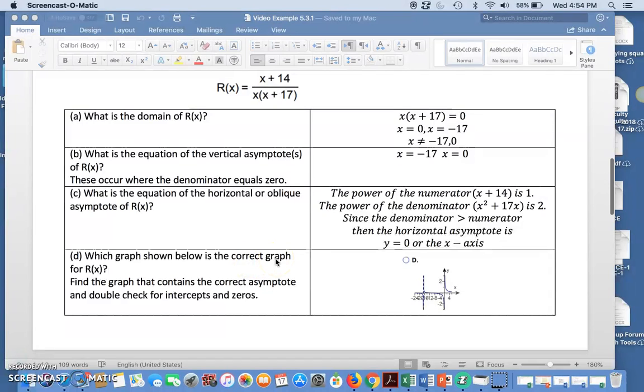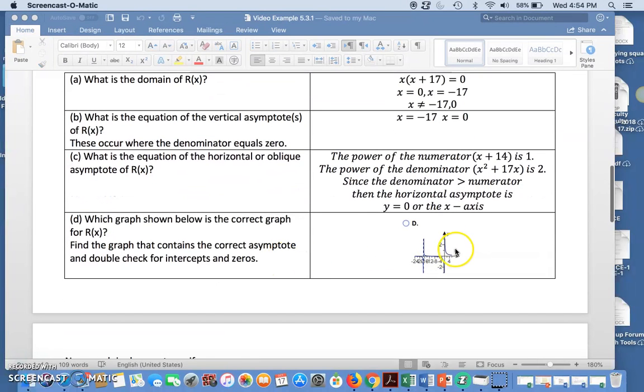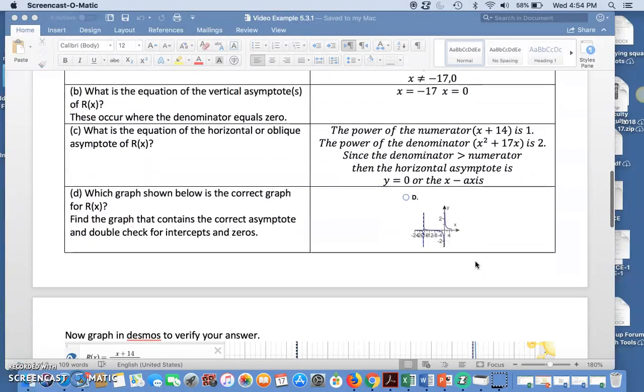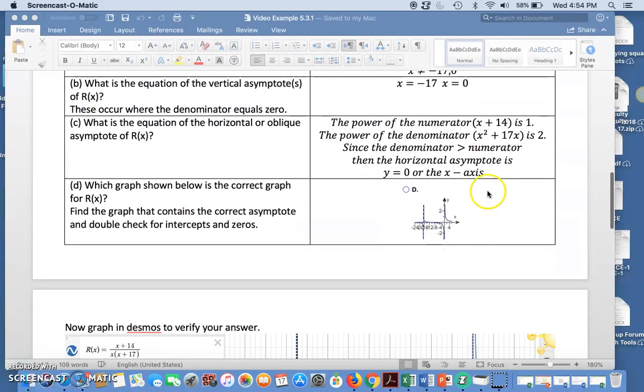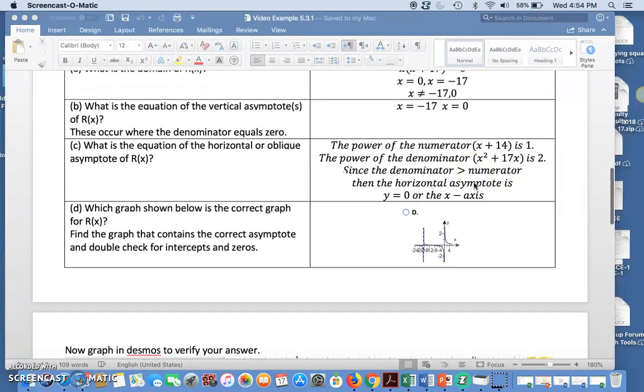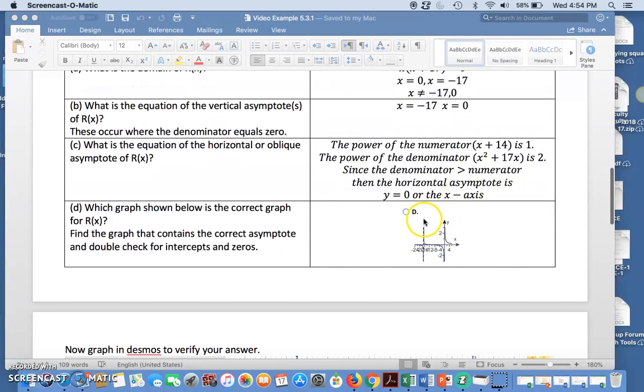Which graph shown below is the correct graph? And of course, this is it. You look for the asymptotes where they're supposed to be and double check your intercepts and zeros. So you would have one zero at negative 14. You've got an asymptote at negative 17, an asymptote at 0.